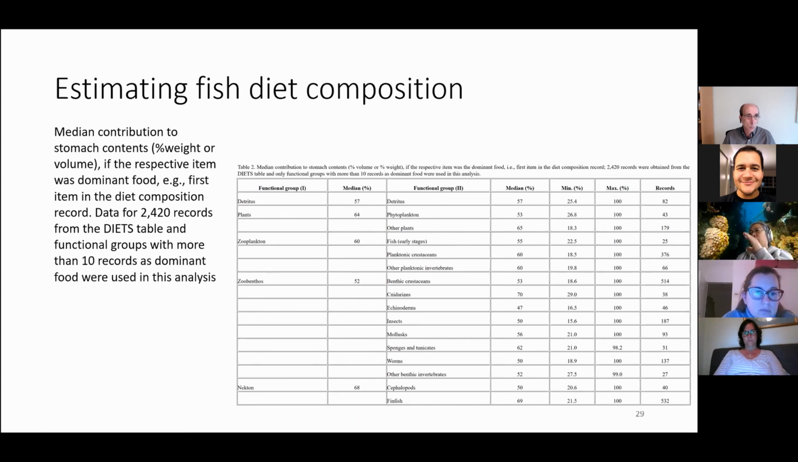And then we looked at the functional groups. There should be at least 10 records of dominant foods that occur in the diet table. Using that, we then looked at the median in percent, the minimum and the maximum. And this provided us with the baseline trophic level for each of those functional groups. So we did not make them up. We used the data that are in FishBase to make that baseline.